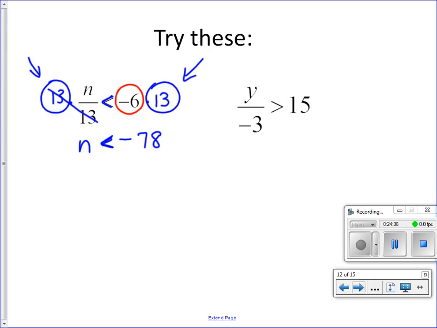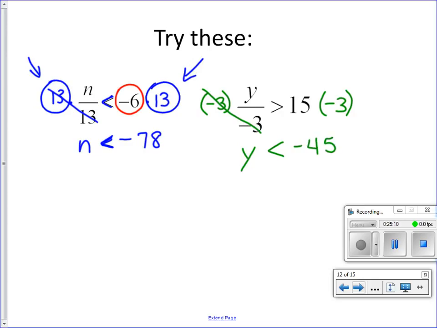In our other example, however, we have y divided by a negative 3. So we want to multiply both sides here by negative 3 in order to lose the denominator. Because we're multiplying by a negative number, we need to flip the inequality symbol from greater than to less than, and then simplify the right side. 15 times negative 3 would be negative 45.